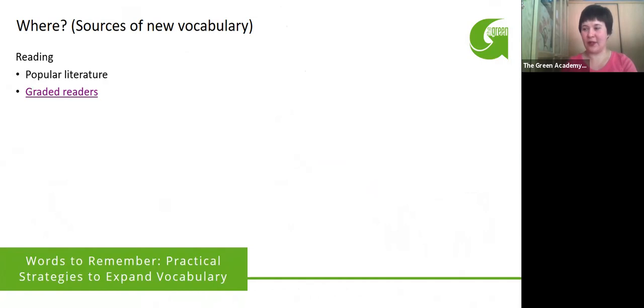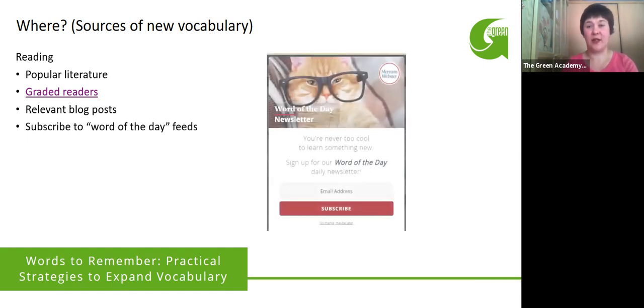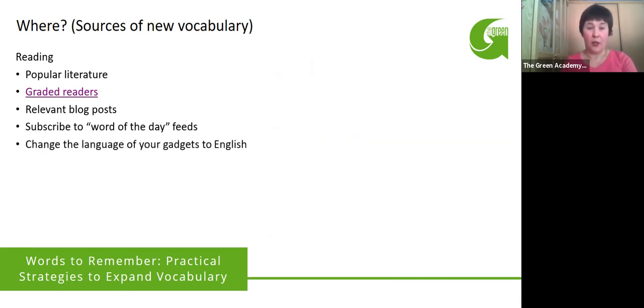The next source is information. You can read relevant posts on the internet, so you will know that there are words there. You can also subscribe to word of the day feeds, for example, Merriam-Webster Dictionary. You type your email and get emails from Merriam every day. You can change the language of your gadgets to English. It doesn't work actually for a long time, but at the beginning, you learn quite a lot.